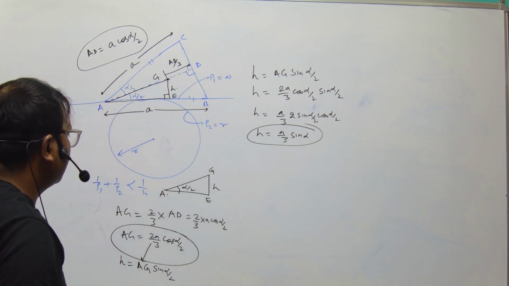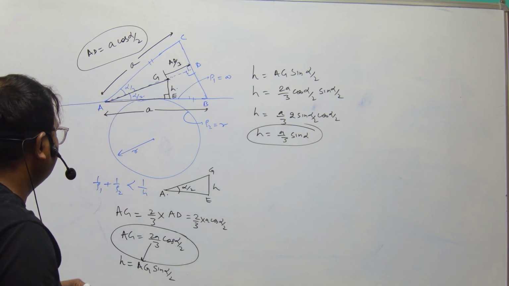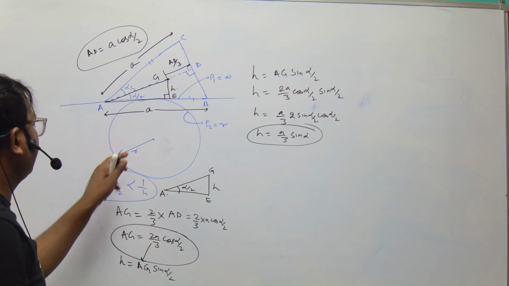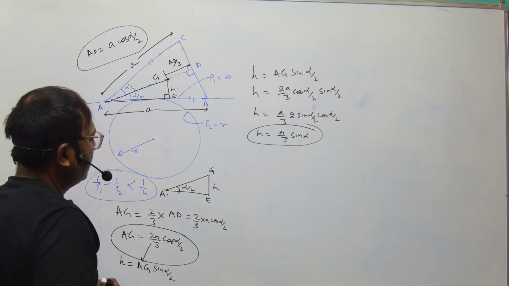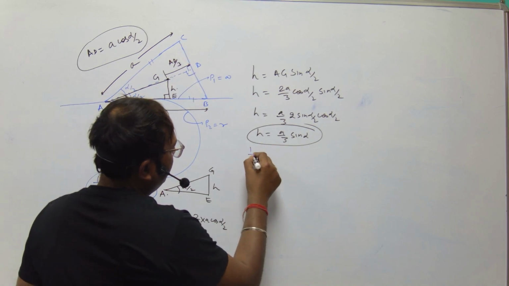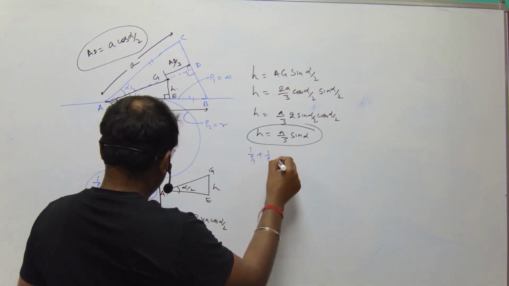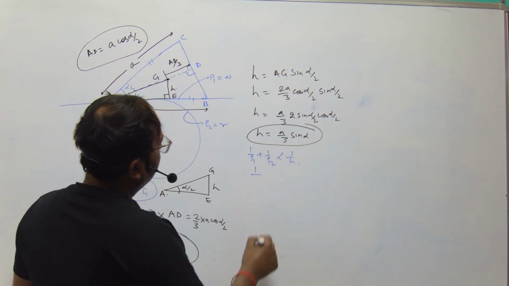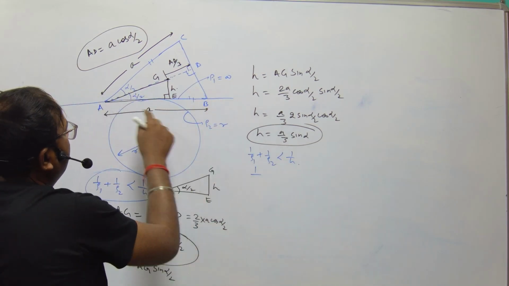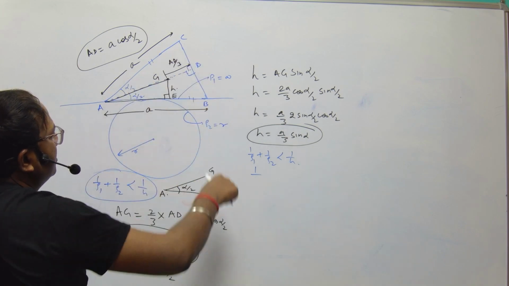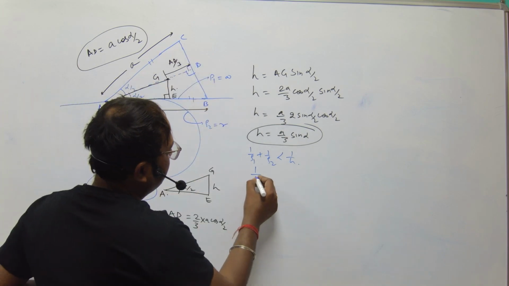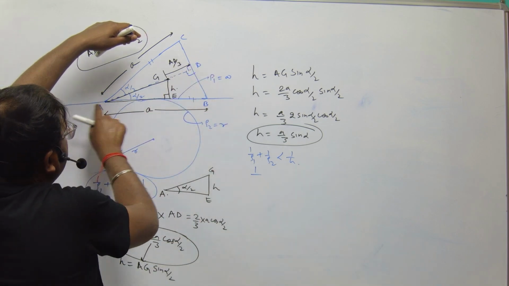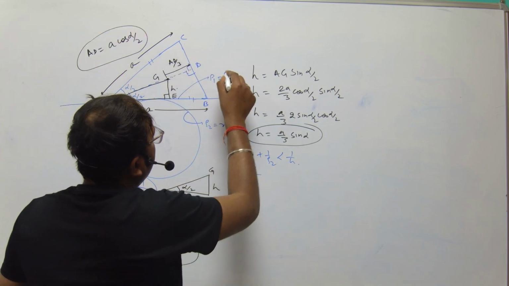Okay, so now let us put the values in the equation for the stable equilibrium. We have the equation 1 upon rho 1 plus 1 upon rho 2 is less than 1 upon h. From here we have rho 1 is infinity, because the surface of contact, this line, is a straight line.